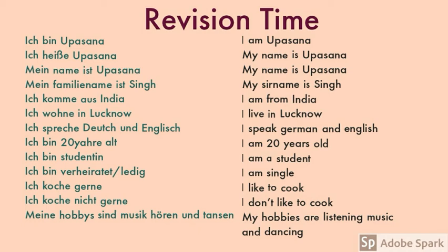Ich bin 20 Jahre alt. I'm 20 years old. Ich bin Studentin. I'm a student. Ich bin verheiratet or ledig. I'm married or single. Ich koche gerne. I like to cook. Ich koche nicht gerne. I don't like to cook. Meine Hobbys sind Musik hören und tanzen. My hobbies are listening music and dancing.